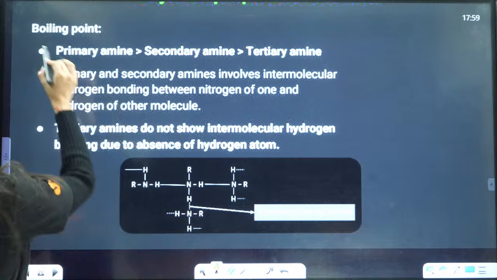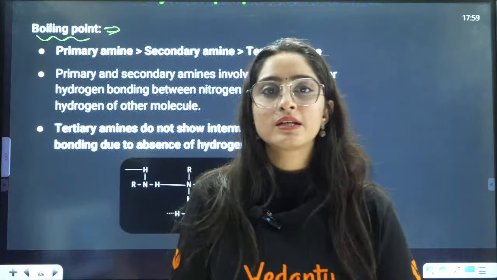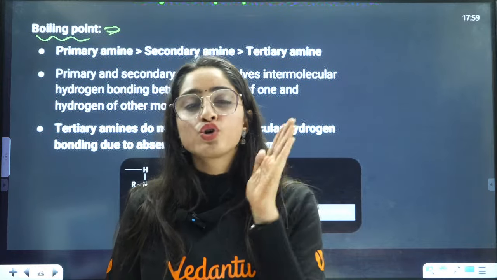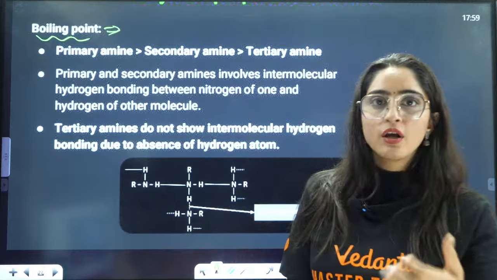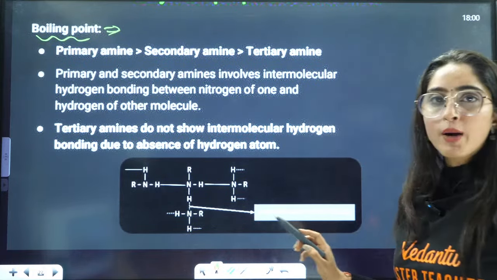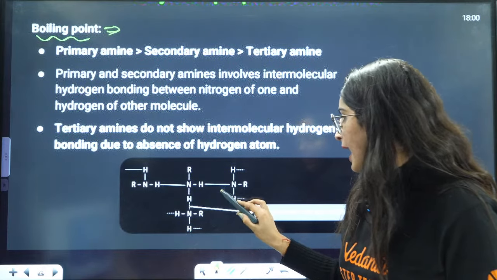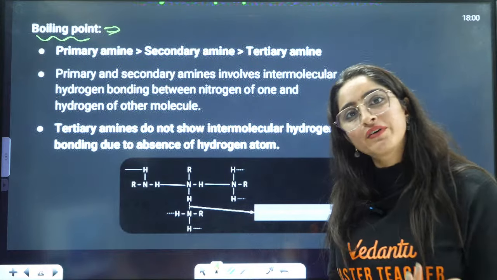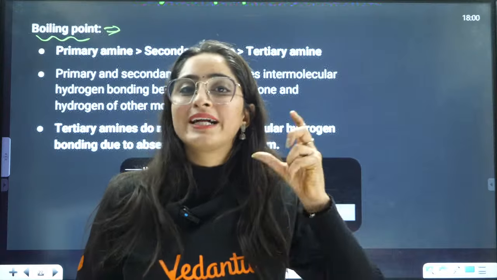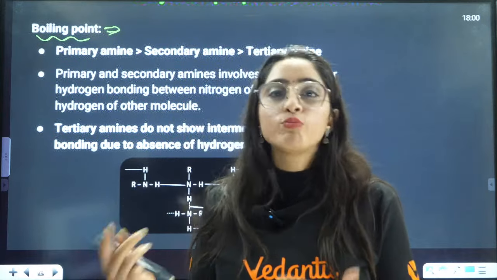Now, let us talk about the second concept, that is boiling point. Boiling point means to break the forces of attraction. So, more are the forces of attraction, more will be the boiling point. So we know that if you talk about 1 degree amine, you talk about the interaction with itself, right? In solubility, we talk about the interactions with water. Here we are going to talk about the interaction with its own molecules, right?